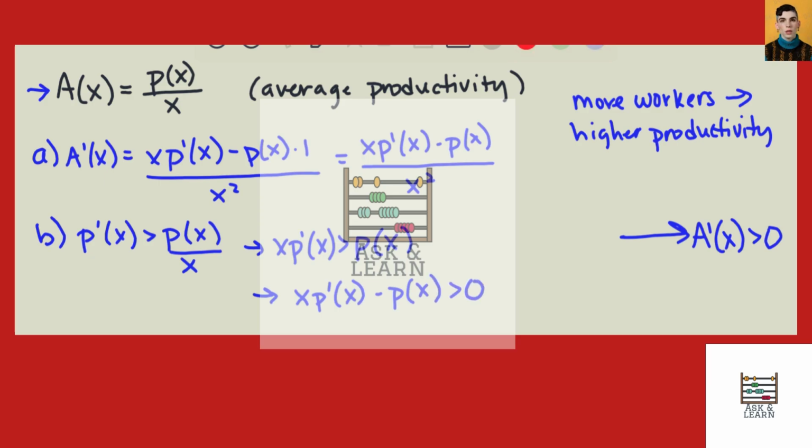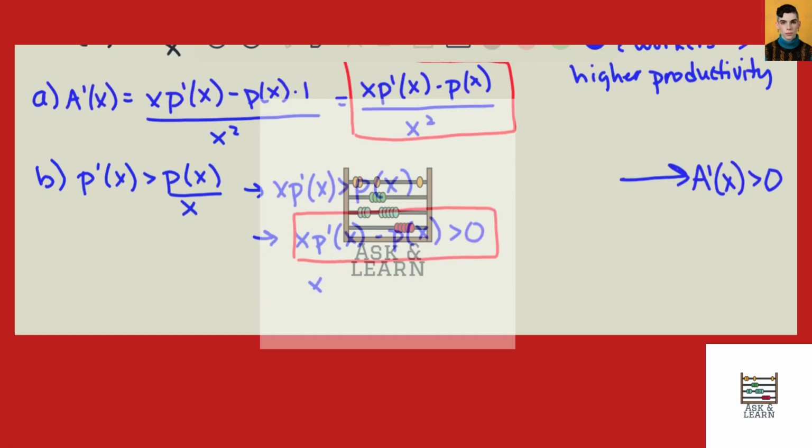And do you notice how this is looking more and more like the rate of change we found in part A? The only thing it's missing is it doesn't have a divided by x squared in it. So would this inequality still be true if we were to divide it by x squared? X squared is positive. If you divide by a positive, you're not going to change the inequality at all. So x p prime of x minus p of x over x squared is greater than 0. So that is saying that the rate of change of average productivity is greater than 0.